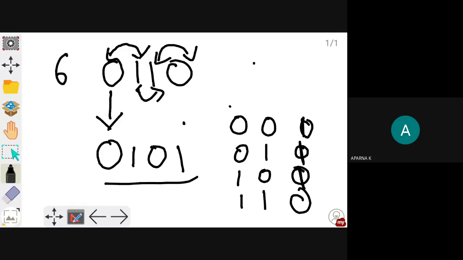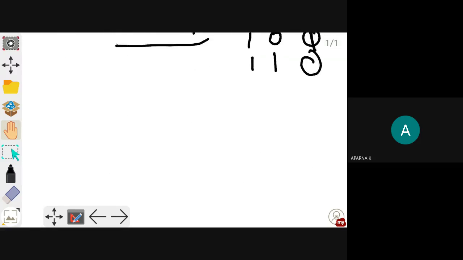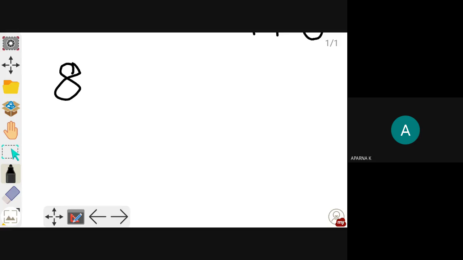And the next two bits similarly you can perform for any number of bits. This is the binary to gray code conversion. Similarly, you take another value. For example, you take 8. So your binary value will be 1000.